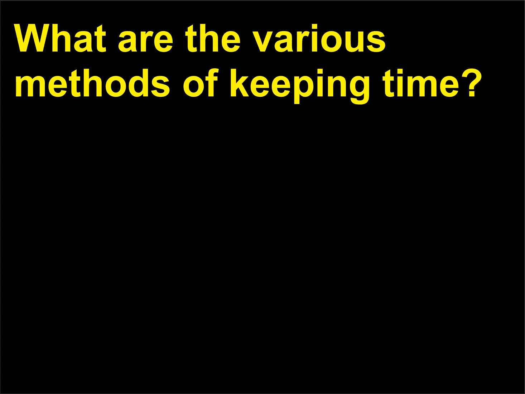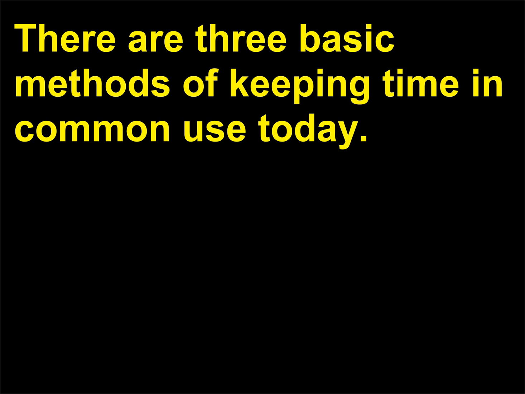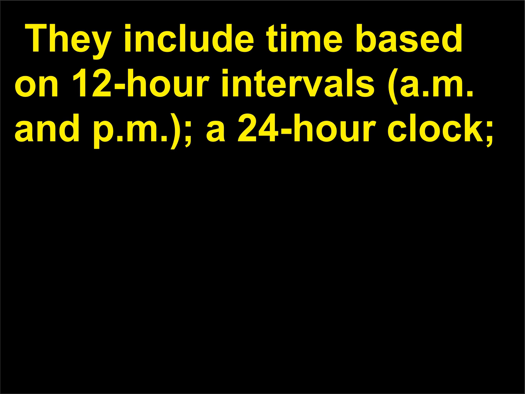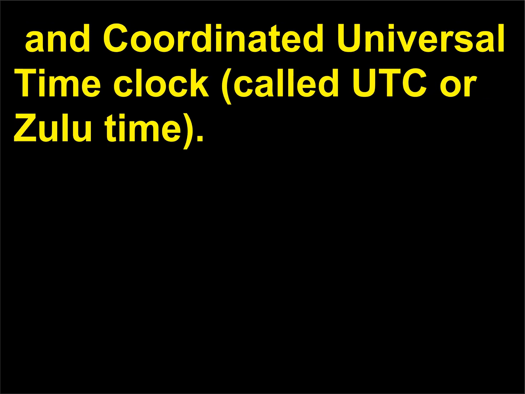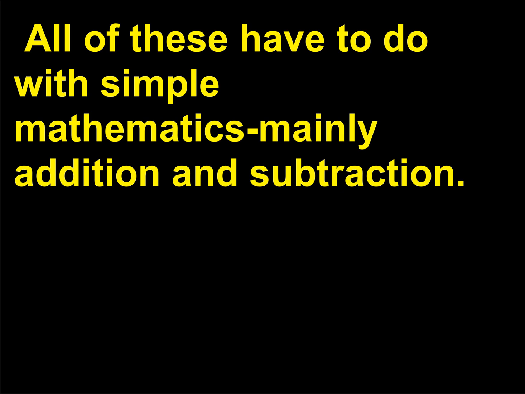What are the various methods of keeping time? There are three basic methods of keeping time in common use today. They include time based on 12-hour intervals, AM and PM, a 24-hour clock, and a Coordinated Universal Time clock, called UTC or Zulu time. All of these have to do with simple mathematics, mainly addition and subtraction.